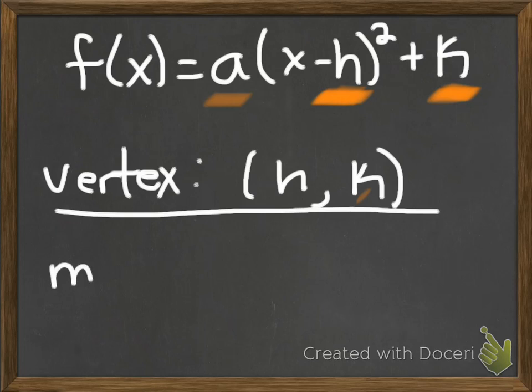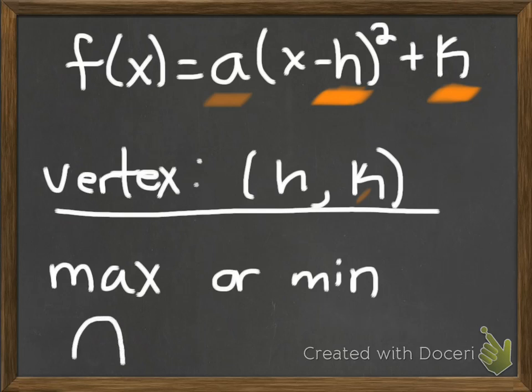Now the vertex of a parabola is going to be either the maximum or the minimum, depending on whether or not the parabola was flipped upside down. If it was flipped upside down, that vertex would obviously be the maximum. If it stayed right side up, then obviously that vertex would be the minimum. Those are your two different cases for the parabola.